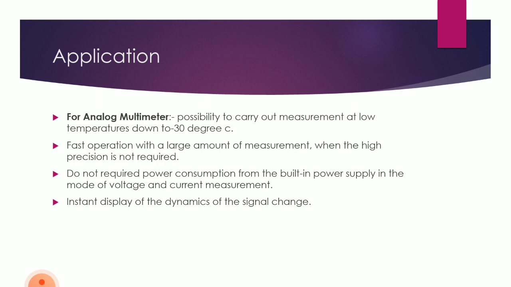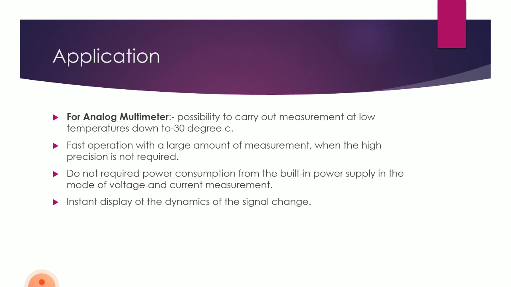And then we see the application of a multimeter. Applications are also different. For analog multimeter there is a different application, and for digital multimeter there is a different application. So let's see about analog multimeter. Application of analog multimeter: possibility to carry out measurement at a low temperature down to minus 30 degrees Celsius. Fast operating with a large amount of measurement where high precision is not required. Then it does not require power consumption from the built-in power supply in the mode of voltage and current measurement. Instant display of dynamics of the signal changes.